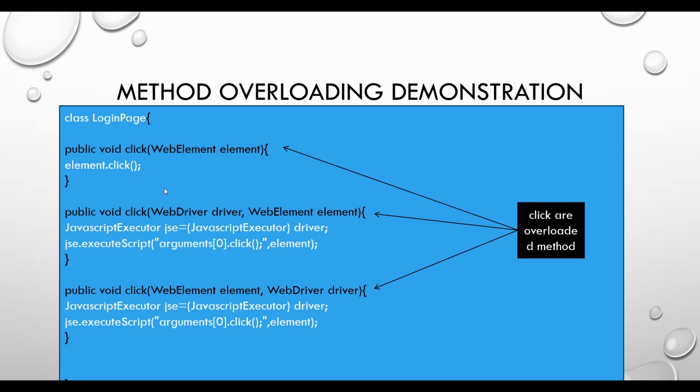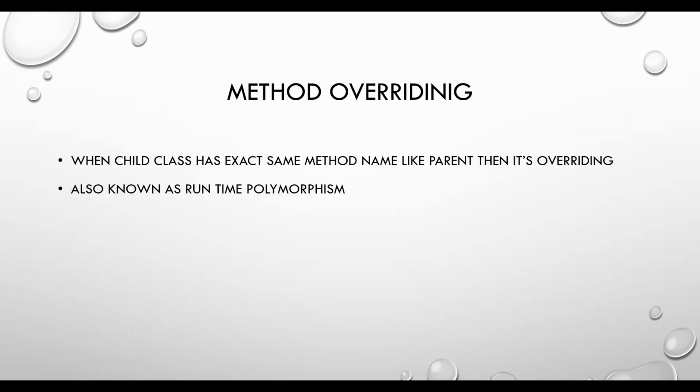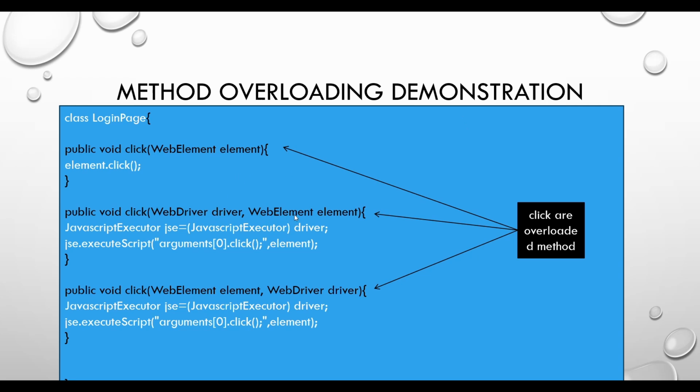and I can simply perform element dot click, right? Similarly, suppose I'm unable to perform the operation using the normal click, and let us say I want to perform it using JavaScript executor. In that case, I will pass WebDriver as well as element, right? So when I'm passing WebDriver and element, you see that the name of the method, this click and this click, are the same, but the number of arguments is different. In this case it is 1, it is 2, right? So this is one difference.